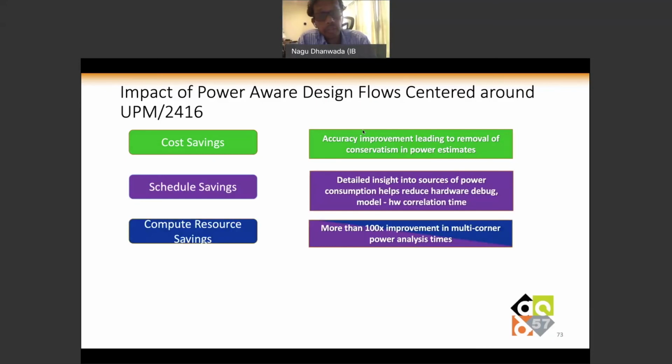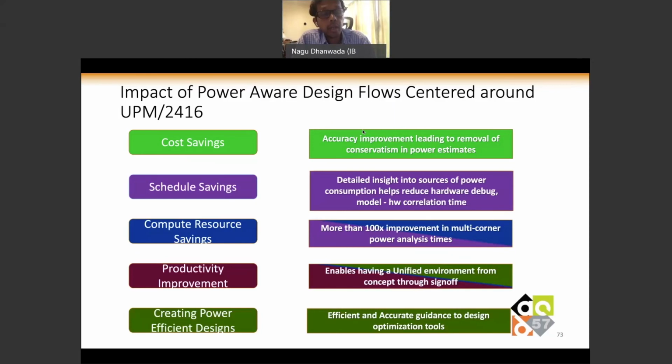There is schedule savings that comes about through the detailed insight into sources of power consumption, right? That comes from adopting some of the concepts in UPM. That will essentially reduce hardware debug and model to hardware correlation times. There is significant compute resource savings that happens through a very efficient multi-corner power analysis. Once there are tools that end-to-end adopt UPM, there will be significant productivity by having a unified environment right from your spreadsheet and high-level modeling through to sign-off, right?